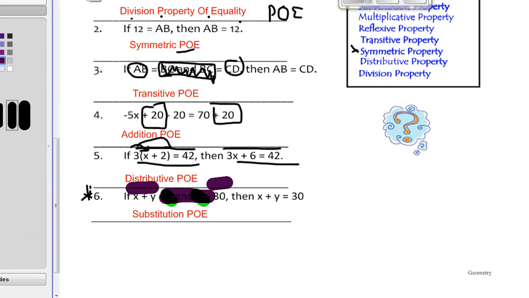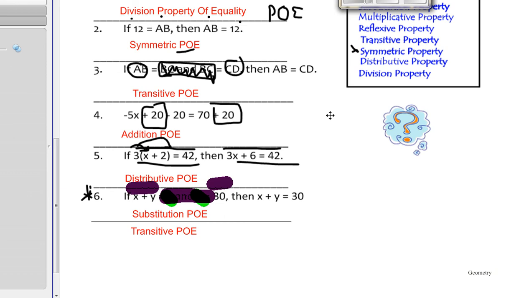So don't beat yourself up if you didn't put substitution property. This was a trick question. And there are very few cases where you will have 2 answers. You'll see it with the substitution property and the transitive property. But distributive property, addition property, symmetric, reflexive, division, all the other ones, you're never going to have 2 answers. You'll know for sure which one it is. But substitution and transitive can usually be interchanged.